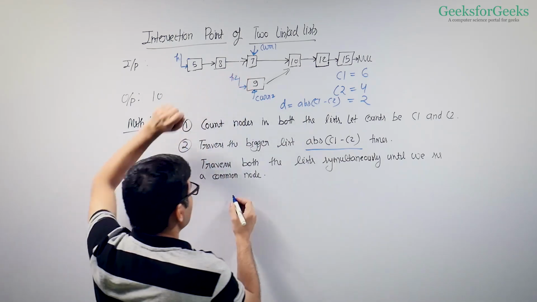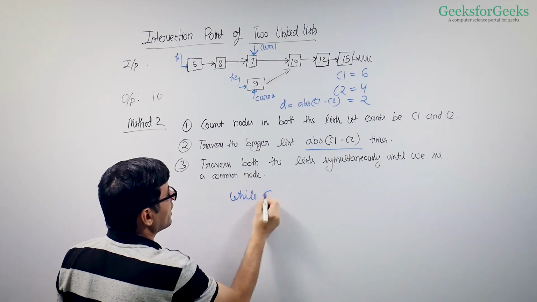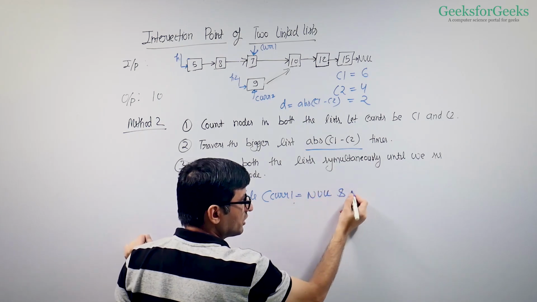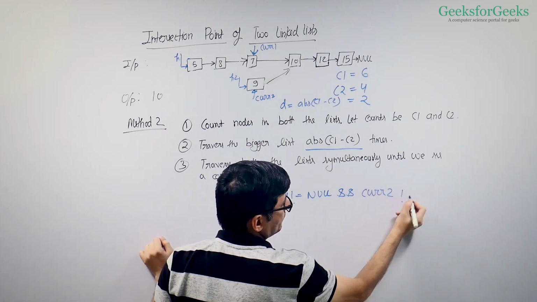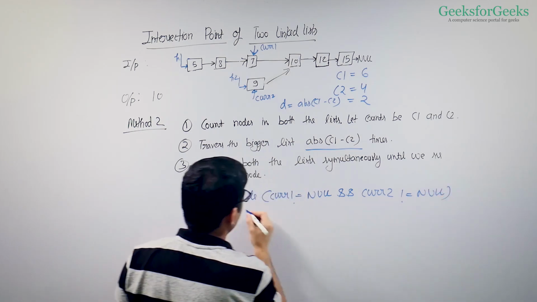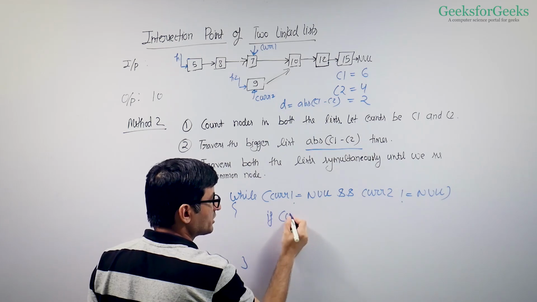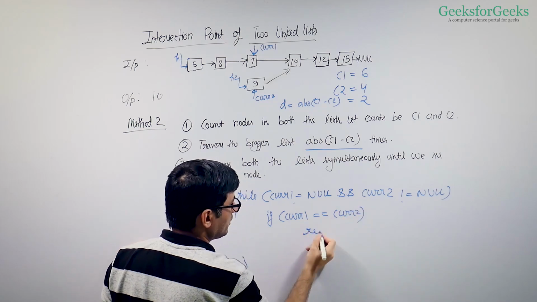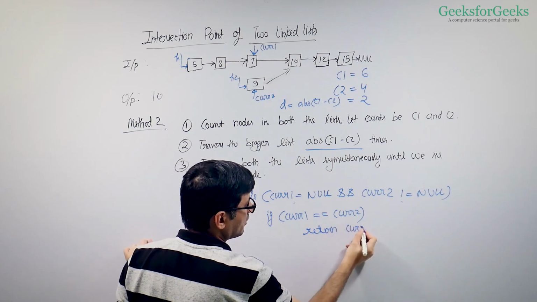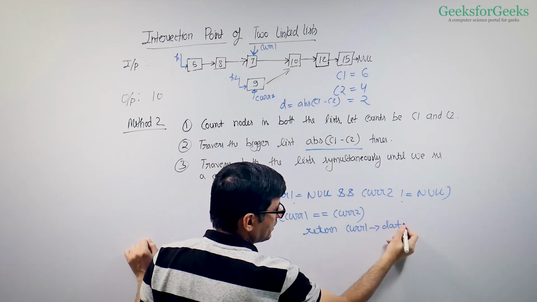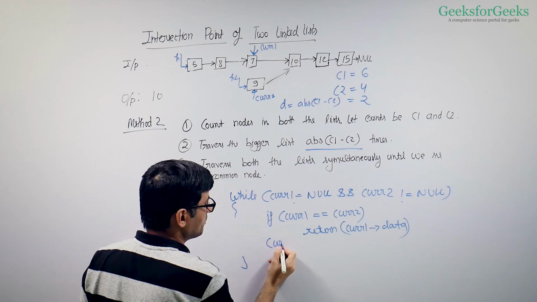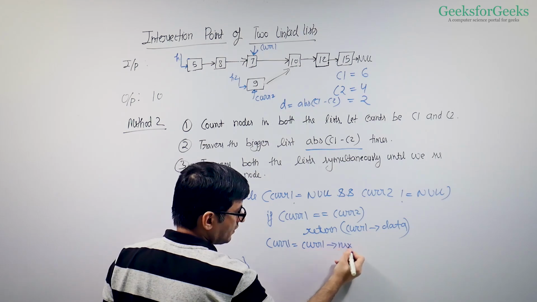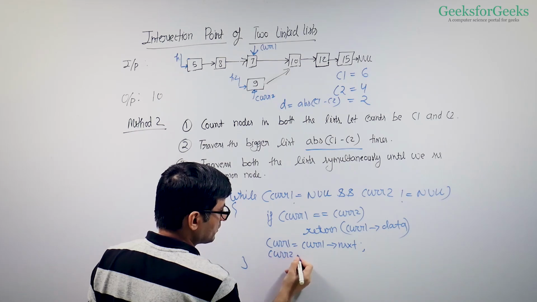So what we basically do, we run a loop which is like this: while current 1 is not equal to null and current 2 is not equal to null, and what we will see, we will say that if current 1 becomes current 2 at any point, then we return current 1 arrow data or current 2 arrow data, it's same, right? Otherwise, we simply move current 1 is equal to current 1 arrow next and current 2 equal to current 2 arrow next.